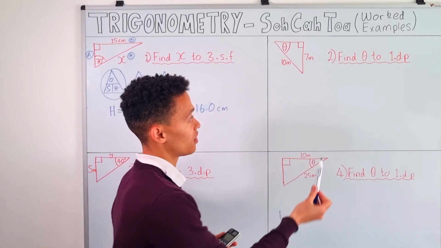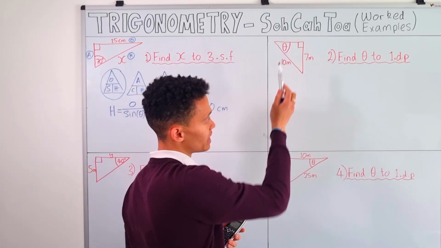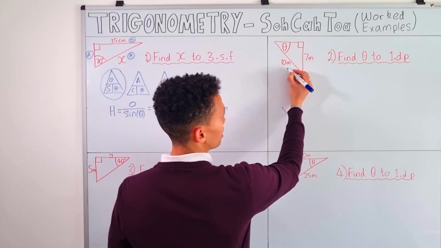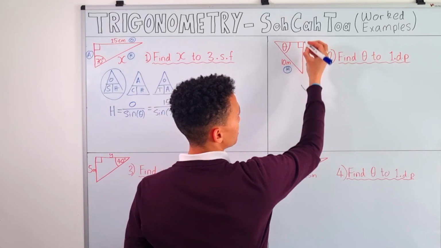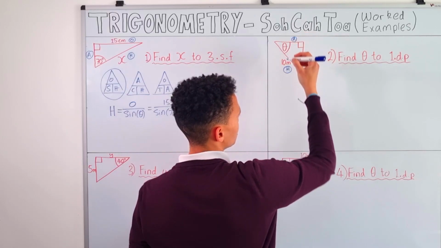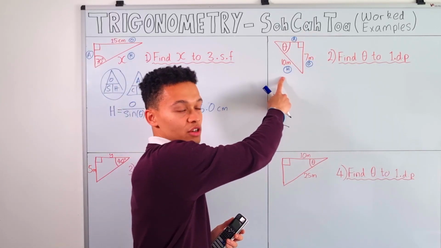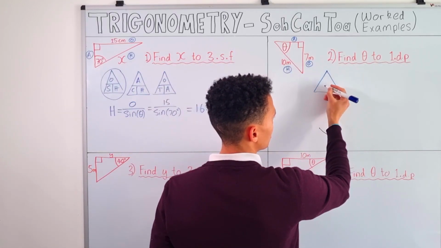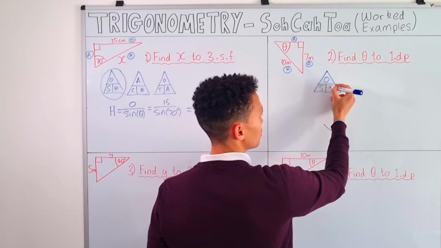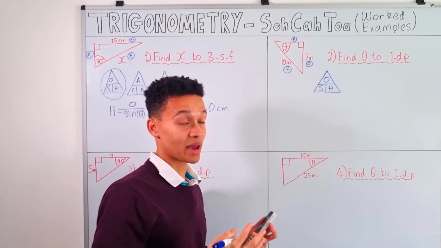Question 2 asks us to find theta, the angle, to 1 decimal place. So again, we label our sides, the longest side being the hypotenuse, the side opposite the angle being the opposite, and the other side being the adjacent. Now, we are given the hypotenuse and we're given the opposite. So the triangle that we want is SOH, or S-O-H.